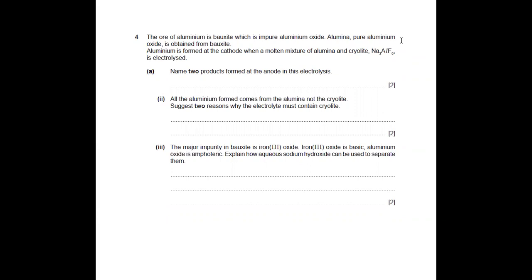So another reason you can give is that it improves conductivity. I mean, it improves the electrical conduction, or you can say it acts as a solvent, right? Because you are dissolving the aluminum inside it. So it is acting as a solvent for the aluminum. So you can either say that it acts as a solvent, or you can say it improves the conductivity.